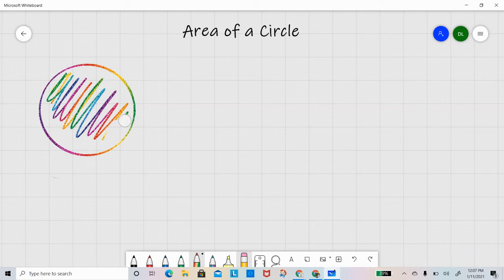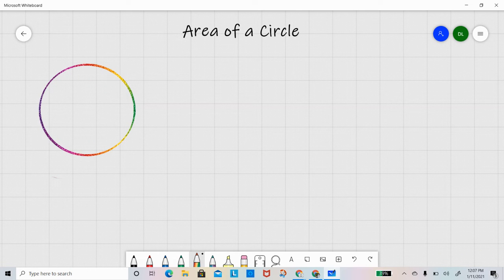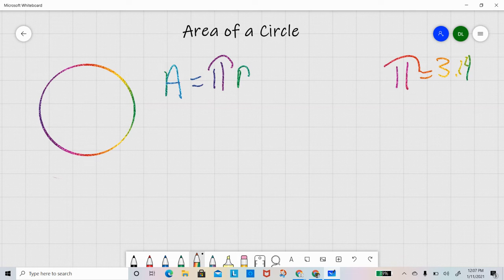So let me see if I can get rid of this stuff that I just put in there. There we go. Okay, so obviously, if we're going to talk about the area of a circle, we're going to start with the formula for area. So area of a circle equals pi. We already know that pi is equal to 3.14, right? Pi r, and we already talked about what r is, but we'll talk about it again in a second, and we're going to square that r.